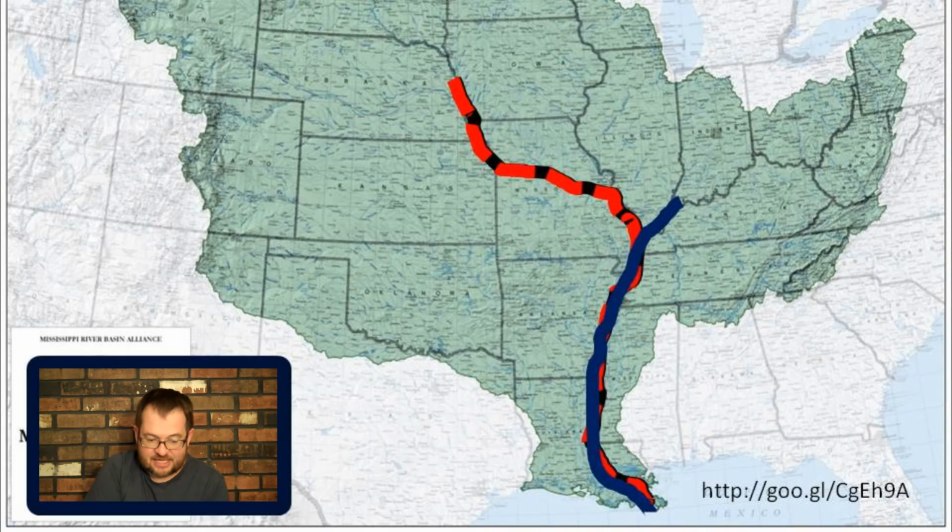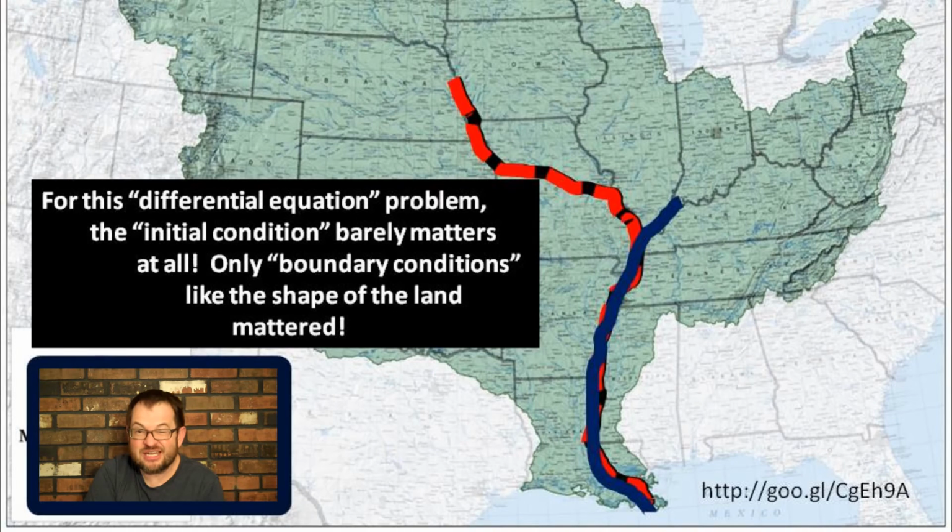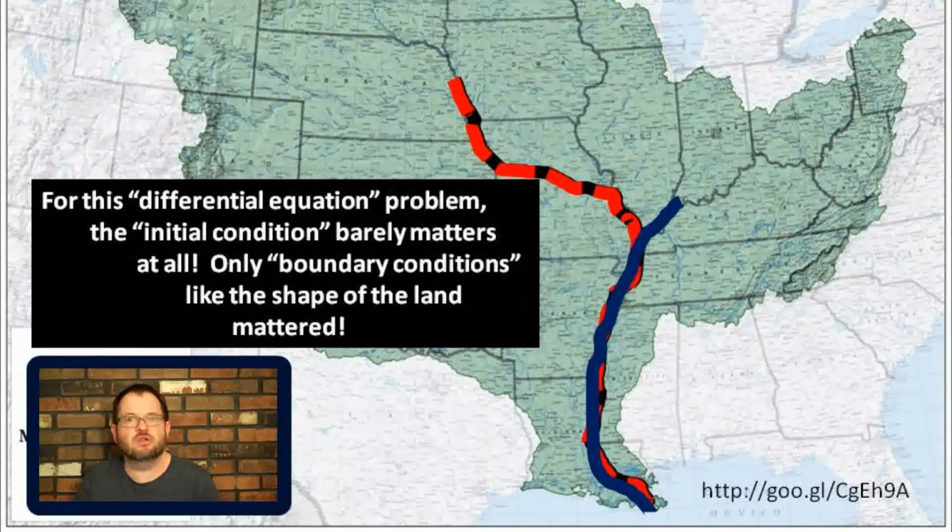See, in this case, where I started, my initial conditions, doesn't make a damn bit of difference. Here, the rules, the external boundary conditions of the game, like the lay of the land, are what's determining the outcome. Now, for this kind of differential equation problem, the initial conditions barely matter at all. Only the boundary conditions, like which way is downhill, mattered, and I'm not in control of that. That's something I would just have to tell the game, right?